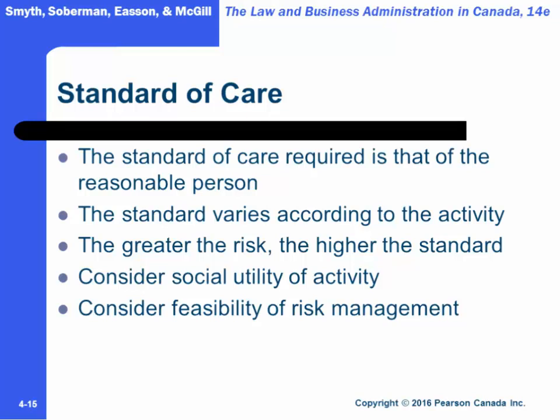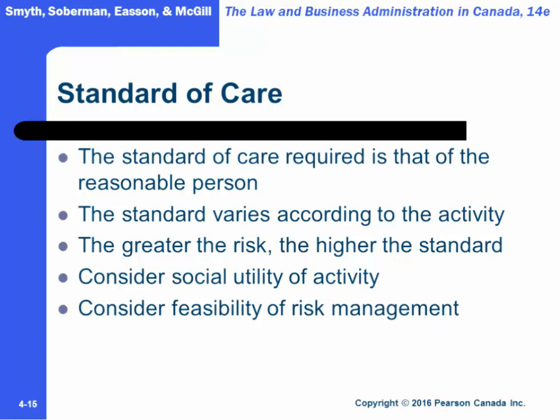So the particular circumstances are relevant, and the circumstances mean you need to consider the likelihood of the harm. In other words, if harm is highly probable, then you need to be more careful. The degree of harm: the bigger the harm that might be caused by your conduct, the more careful you must be. The utility of the activity and the feasibility of eliminating risk.